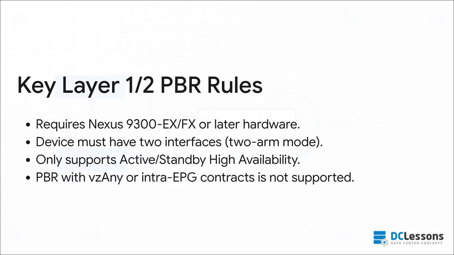And things are a bit different again for transparent devices, like an intrusion prevention system. This setup requires some of the newer hardware. You need to have a 2-arm connection to the fabric, and it does have some limitations. For example, your high availability option is only active/standby. So it's a more specialized use case with its own set of rules.